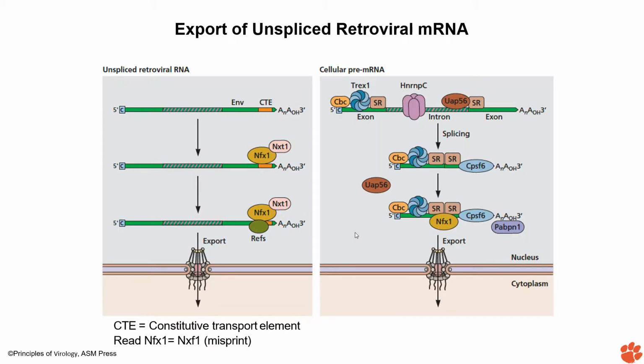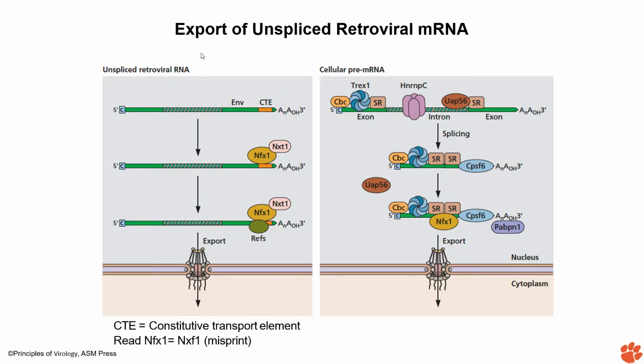So here on the right-hand side is the same picture. Remember that this is also NXF1, what we have seen in the eukaryotic system. So this is how a cellular pre-mRNA is transported. Here we are seeing that in a simple retrovirus, there is a problem. Remember that a retrovirus is a plus-strand RNA virus. Plus-strand is basically then mRNA.